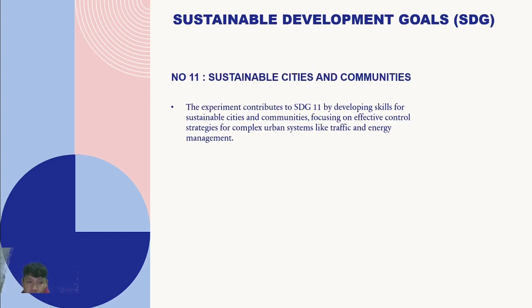The last one, number 11, sustainable cities and communities. The experiment contributes to SDG 11 by developing skills for sustainable cities and communities, focusing on effective control strategies for complex urban systems like traffic and energy management.